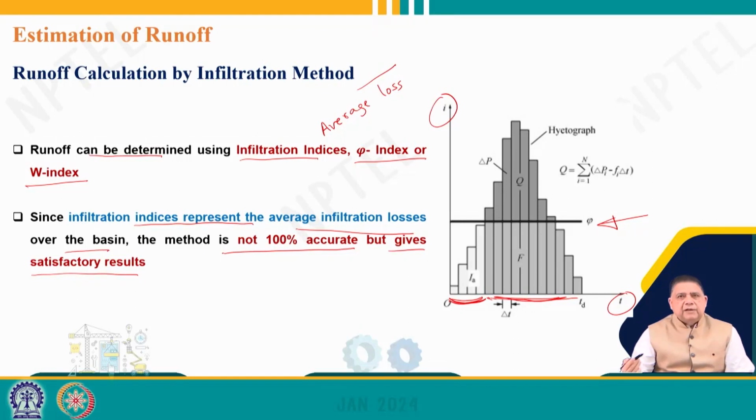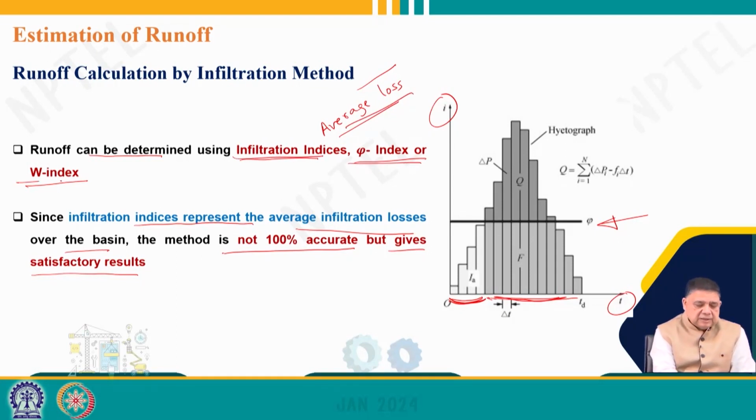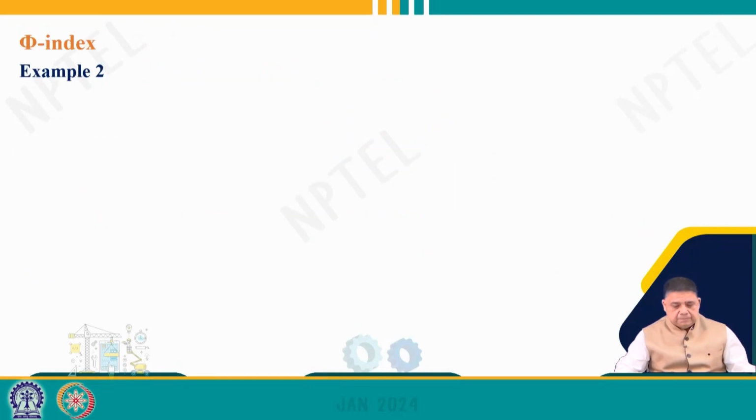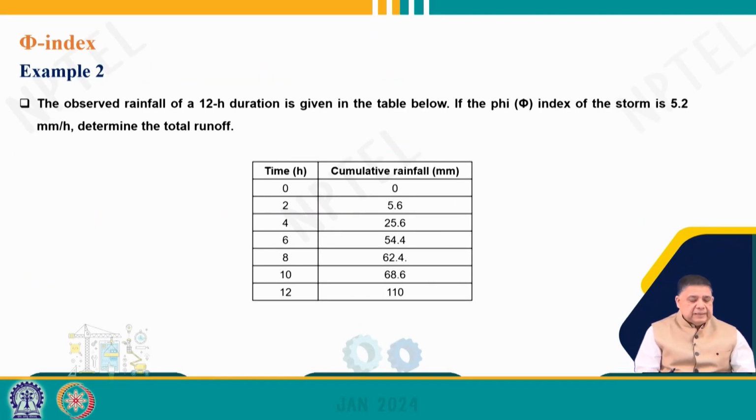So, it may be very difficult to take the actual values of infiltration in estimating losses and then runoff, and that is why the concept of this average loss or average infiltration indices, that is phi index or W index, has been taken into consideration, or they have been used. Let us take a simple example.